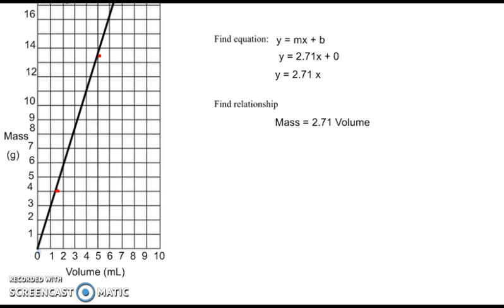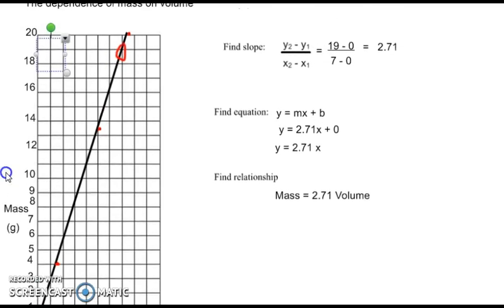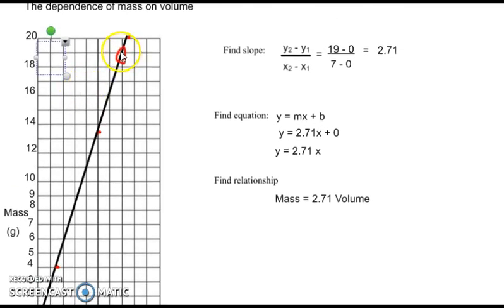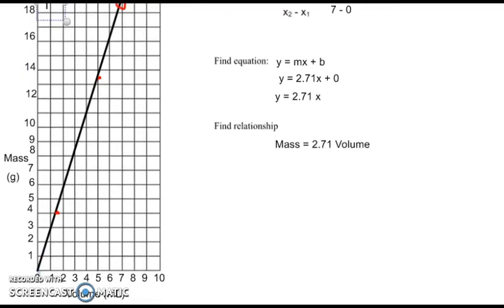And I'm looking, where did it cross the axis? And I thought this was a really good point right here, which is 19 as my mass and 7 as my volume. So I did label it, the dependence of mass on volume. So if I was actually doing this experiment, I was actually changing the volume and seeing how the mass responded to that. So this is my independent variable. I was changing the volume. How was mass affected?